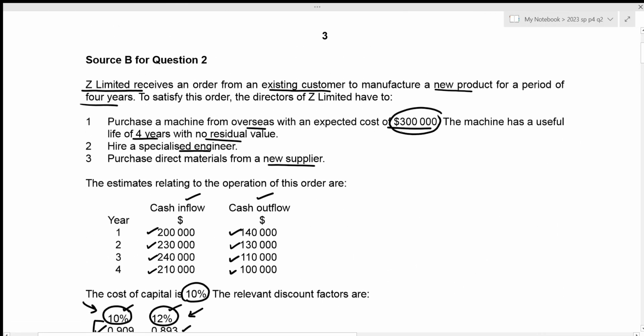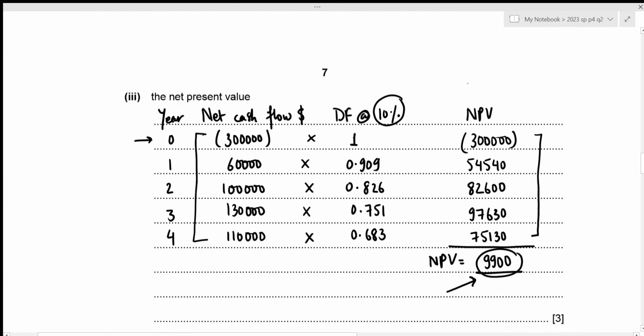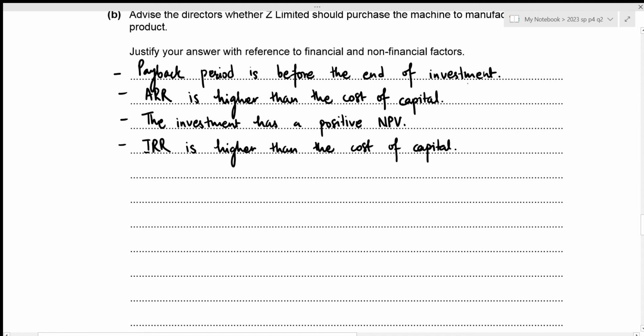Okay, we were told that we are buying this new machine in order to manufacture a new product. Right, and whenever there is a new product involving a new machine, it must mean that staff training will be required. So that is the first non-financial factor that we need to consider. So staff training will be required.